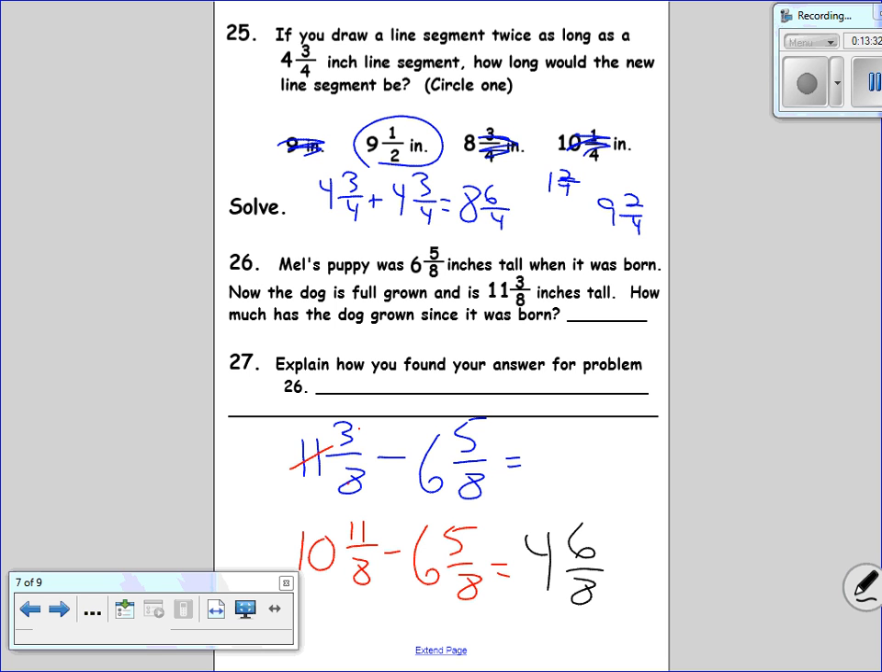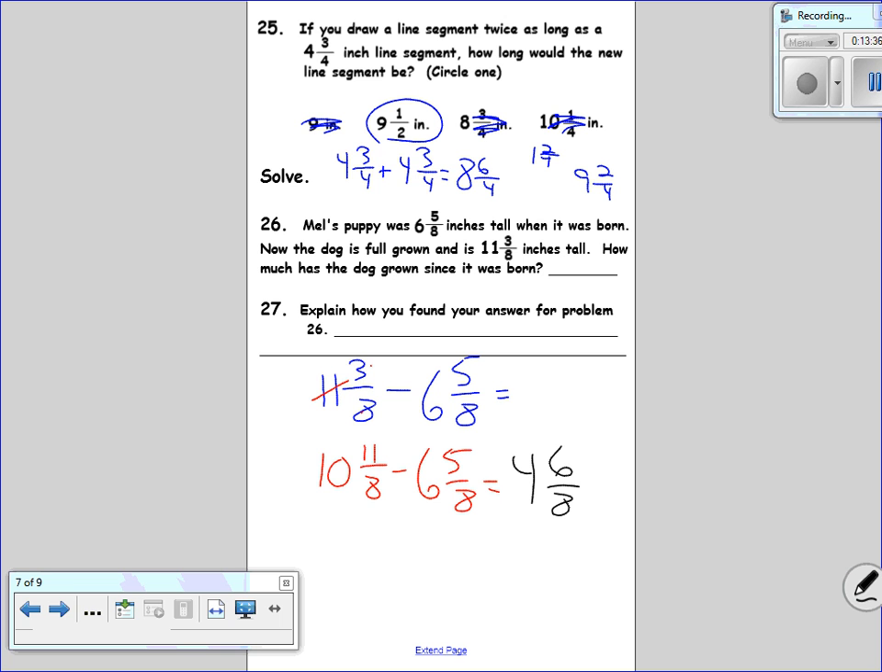I have an 8. I do want to reduce this problem because I've already done all the work. 6/8. Divide these by 2. Gives me 3/4. My answer, I have to bring this whole number back into it, 4 3/4. So how much has the dog grown since it's been born? 4 3/4 of an inch.